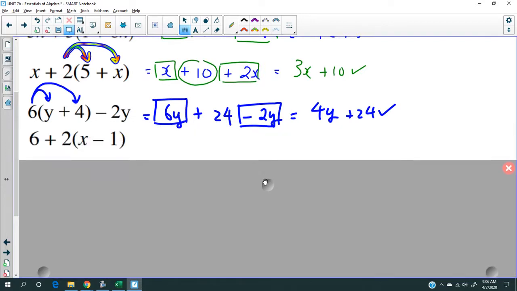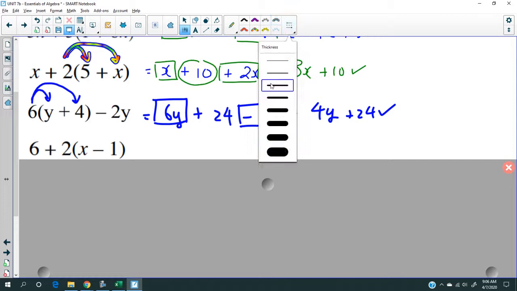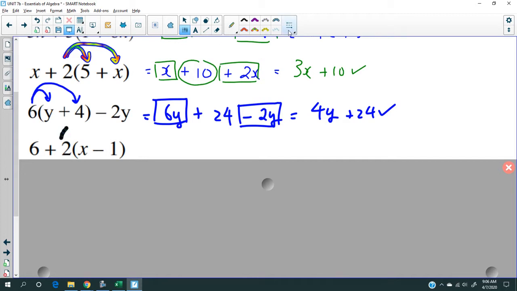What about this one? Try this one on your own. Okay, here we go. Let's not use rainbow anymore. It's spring, let's use flowers. Flower and rainbow. So let's do this.